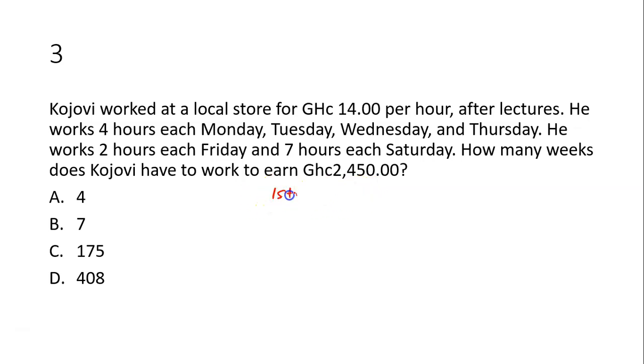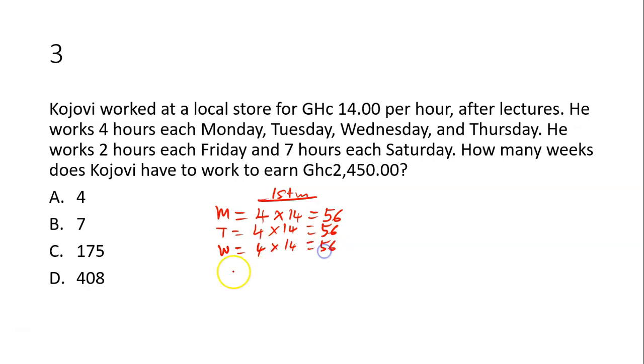So for the first method, on Monday, he works for 4 hours, isn't it? So if 1 hour is 14 Ghana cedis, then 4 hours will be 4 times 14 Ghana cedis, which will give you 56 Ghana cedis. On Tuesday, he also worked for 4 hours, so we do 4 times 14 again. That will give us 56. On Wednesday, he works for 4 hours also, which is also 56. On Thursday, he works for 4 hours, so 1 hour is 14, so 4 hours should be 4 times 14, which is also 56.